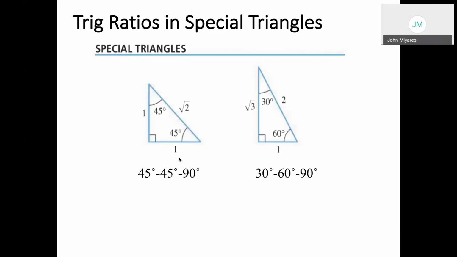Similarly, in a 30, 60, 90 triangle, we could label the short side as 1, the hypotenuse as 2, and the height as the square root of 3. And every 30, 60, 90 triangle that is similar to it will have side lengths that fall into these proportions. This is what can be used to quickly evaluate the various trig functions associated with these angles.